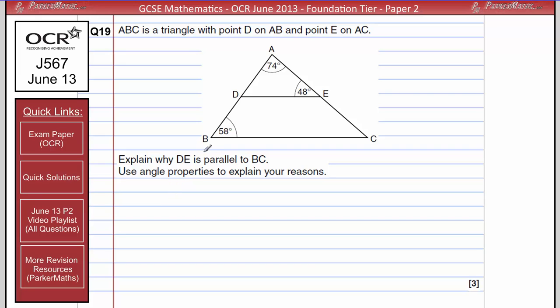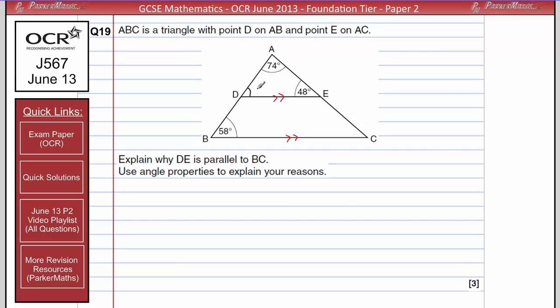We need to explain why side DE, so this side, is parallel to this side here, BC. Now they look parallel in the diagram, but we need to show using angle properties why that is so. Before we can do that, we need to find some other angles in the problem. One we can find quite easily is this one here, because we've got angles in a triangle.